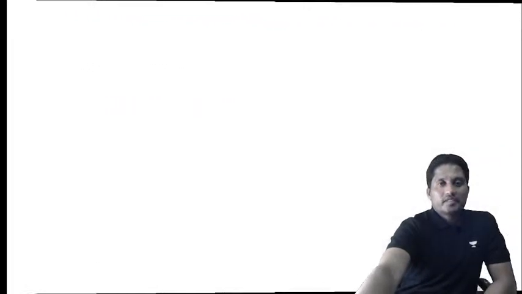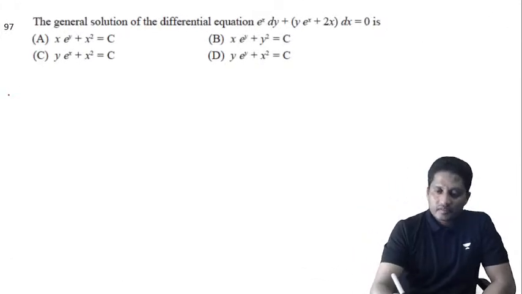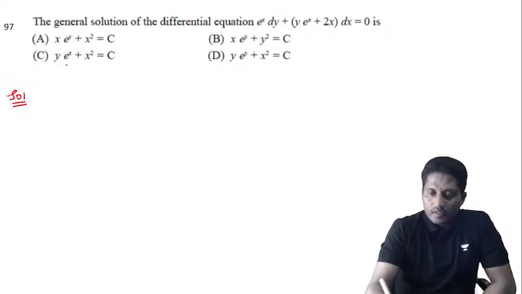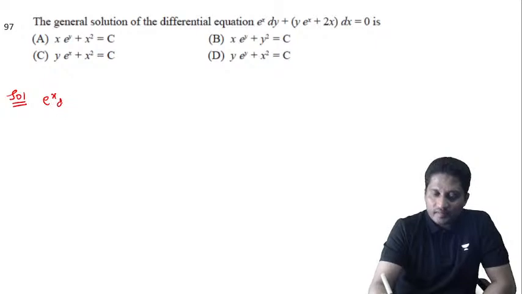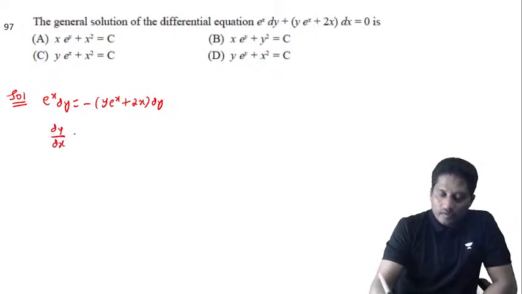Right, let's move to the next question. Question number 97. The solution of the differential equation is, I can write this as e power y into dy is equal to minus of y e power x plus 2x dx. I can write this as dy by dx is equal to minus of y e power x plus 2x whole divided by e power x.